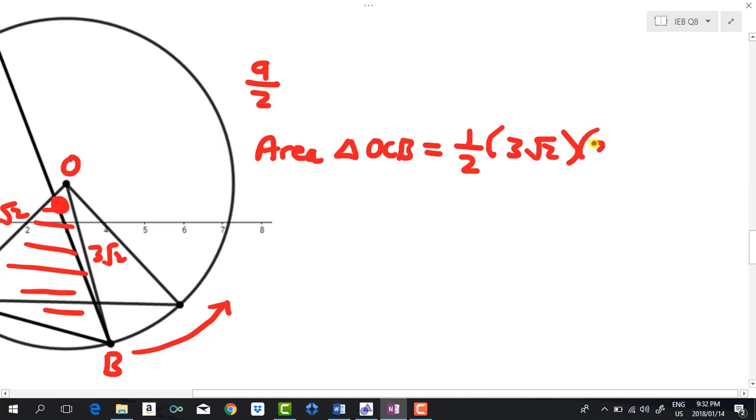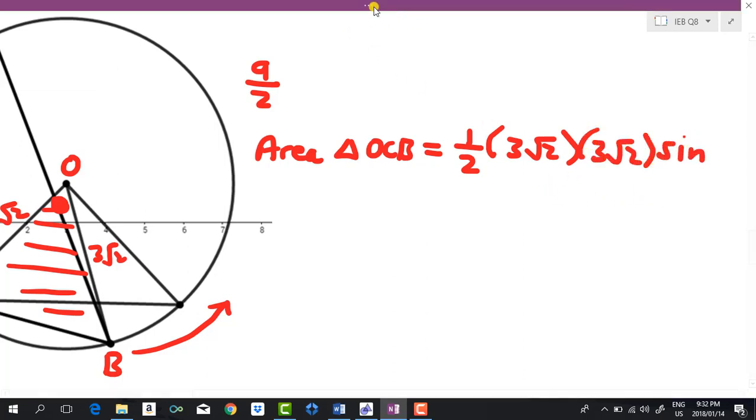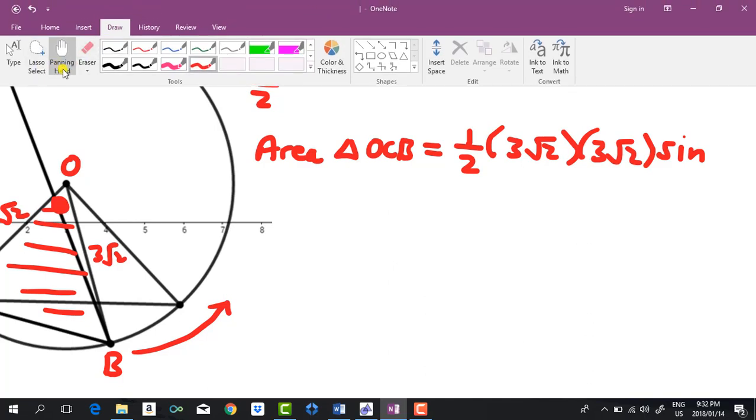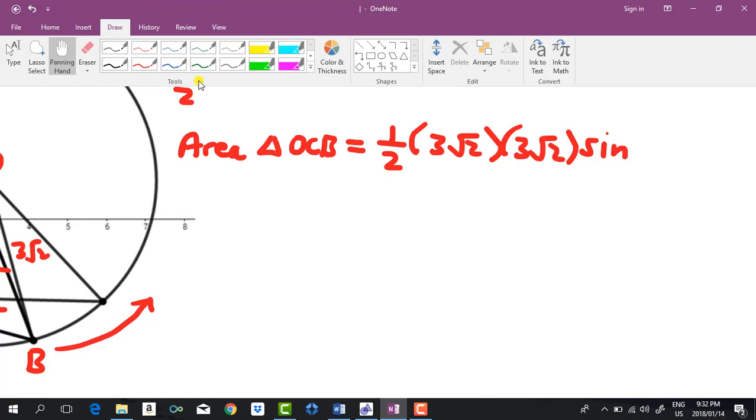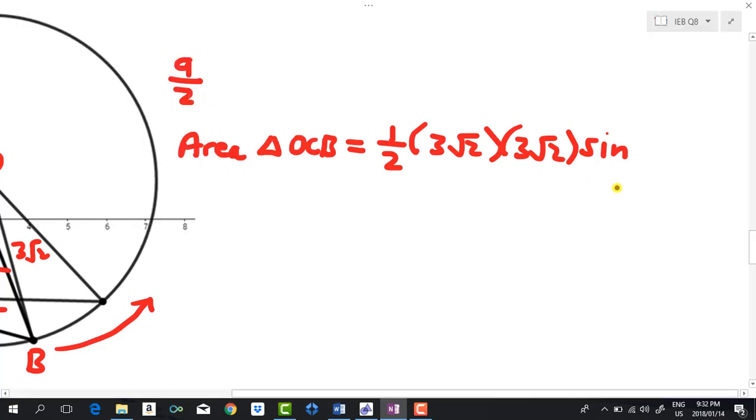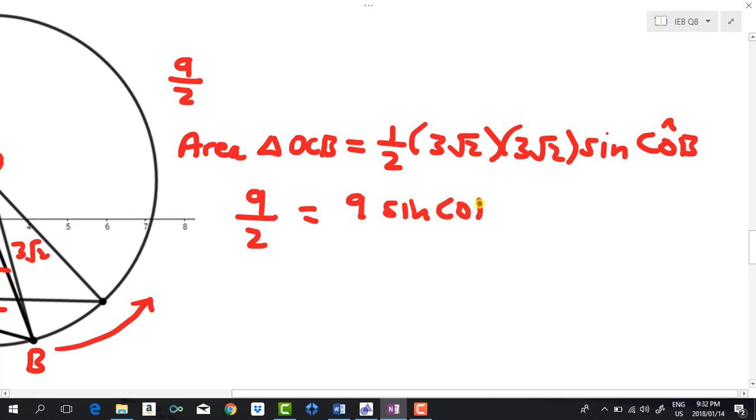So there's another 3 root 2, and we've got the sine of that angle COB there. Okay, so let's bring that across. And here we go, COB. Okay, so that's pretty cool. Now we know that the area is 9 over 2. This mess here goes 3 times 3 is 9, root 2 times root 2 is 2, so it comes to 9 sine COB, and then a half is equal to sine COB there.